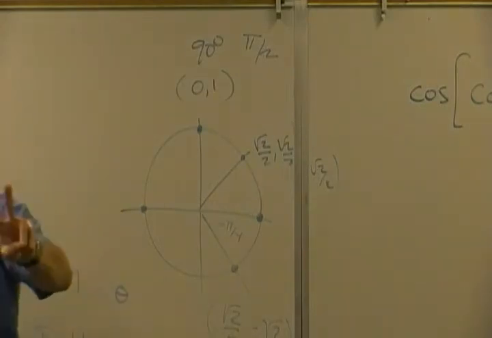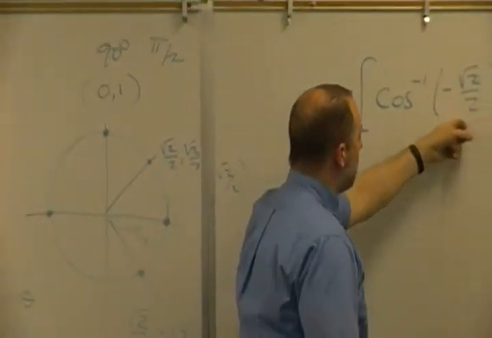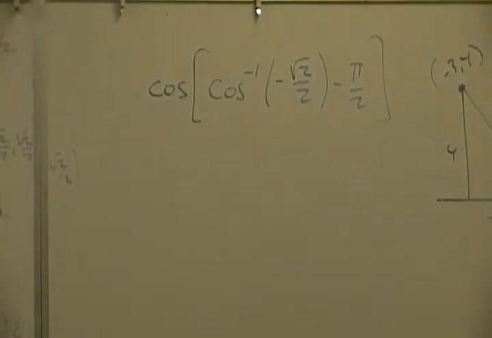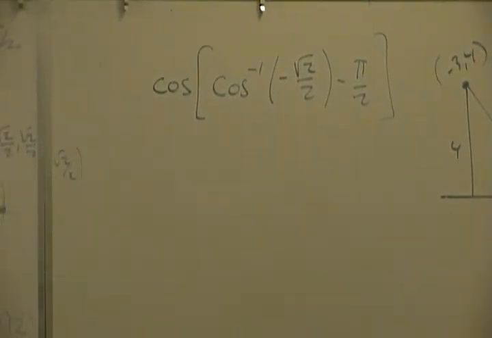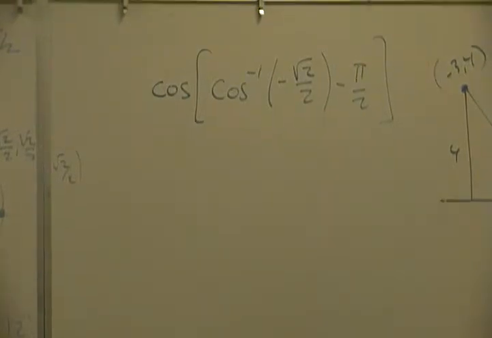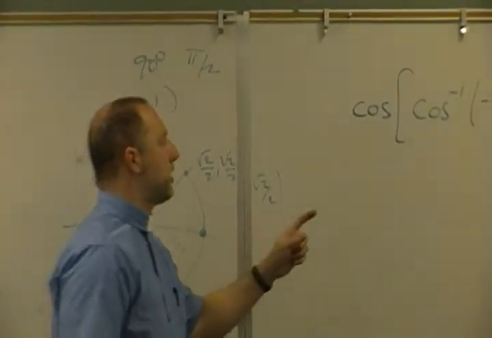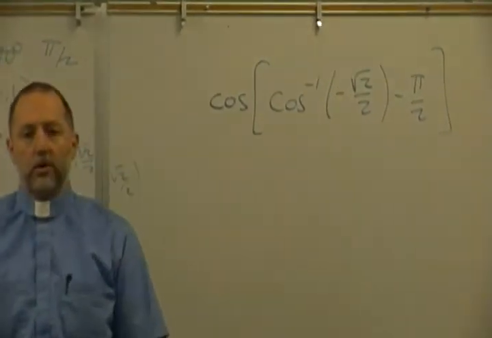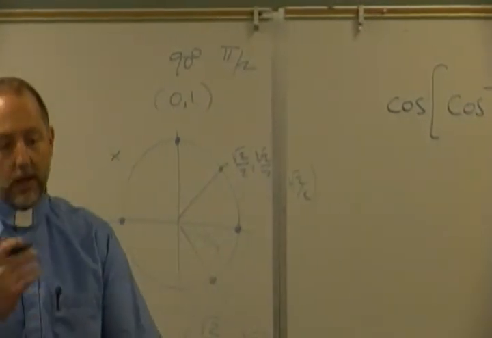Okay, so then my second question. This is negative square root of 2 over 2. Is that going to be first quadrant or second quadrant? Because those are my only two choices. It's going to be second quadrant. So I know that my answer needs to be in quadrant 2. Good. So the question is, in quadrant 2, when does cosine equal negative square root of 2 over 2?